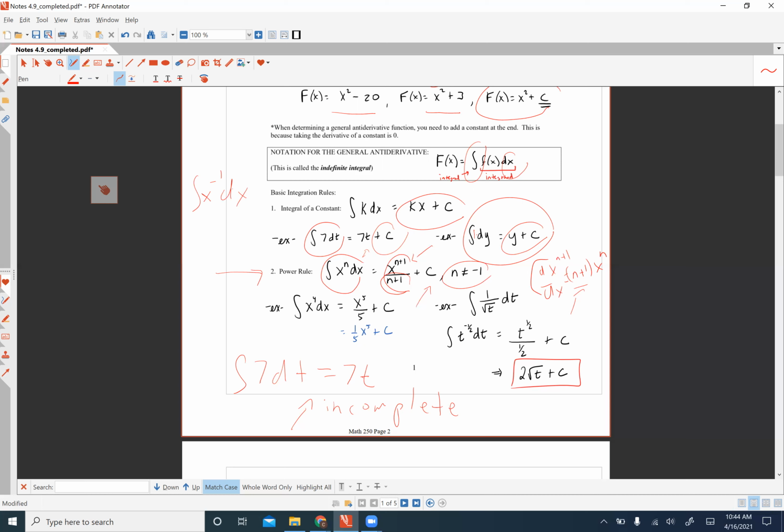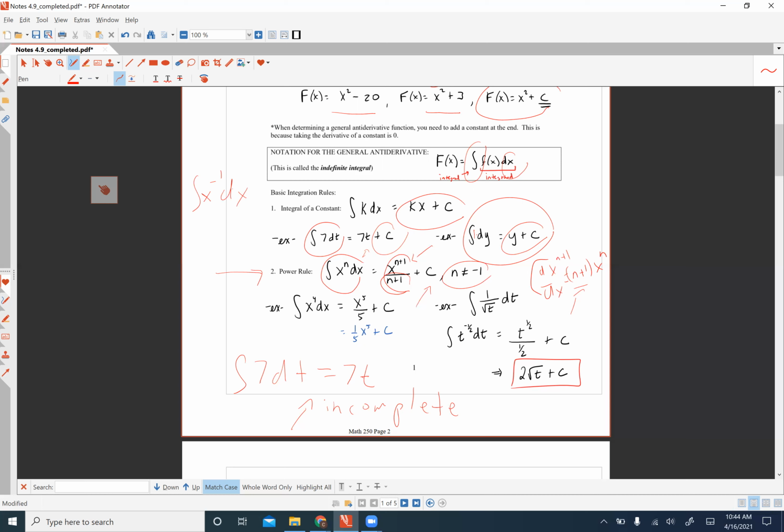So this formula works except for when n equals -1. Like the integral of x to the fourth is x to the fifth over 5, plus the constant c. So now be careful.